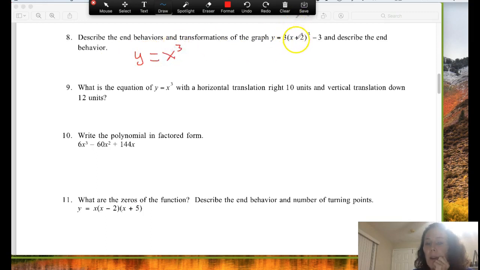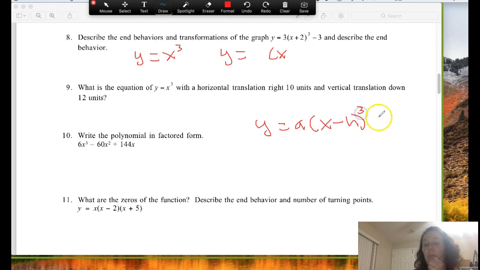Then here, it looks like on the inside, I am shifting, remember, inside with the x, it's the opposite because your basic equation is something times x minus h, and that would be cubed because it's cubic, plus k. So the k is our up, down, and the h is our left, right.